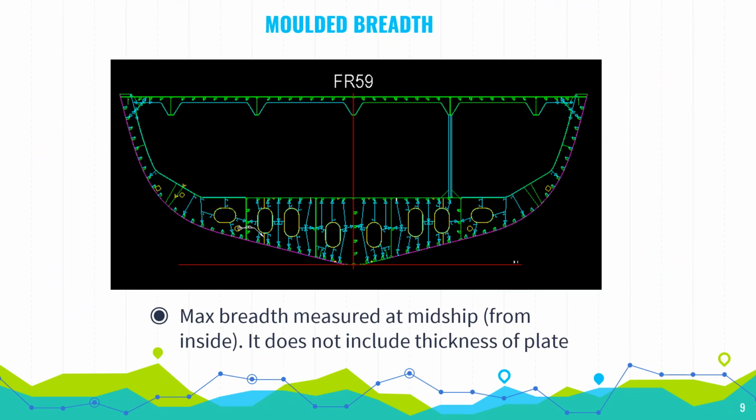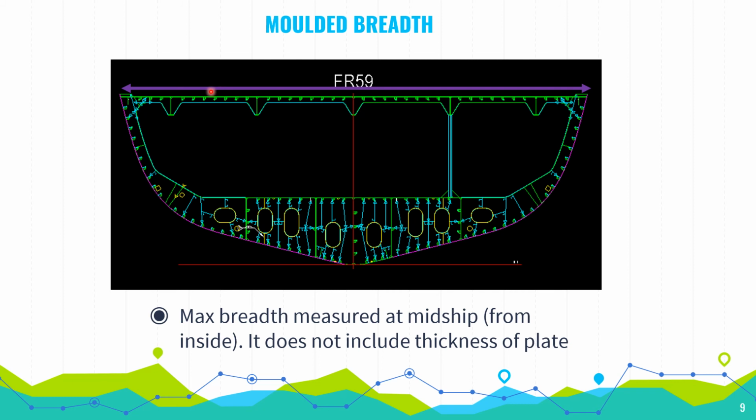Now talk about the molded breadth of ship. So this indicates the molded breadth of ship. This is the midship portion of a vessel, and if we draw a line transverse across all its extremities, this is the molded breadth of ship.